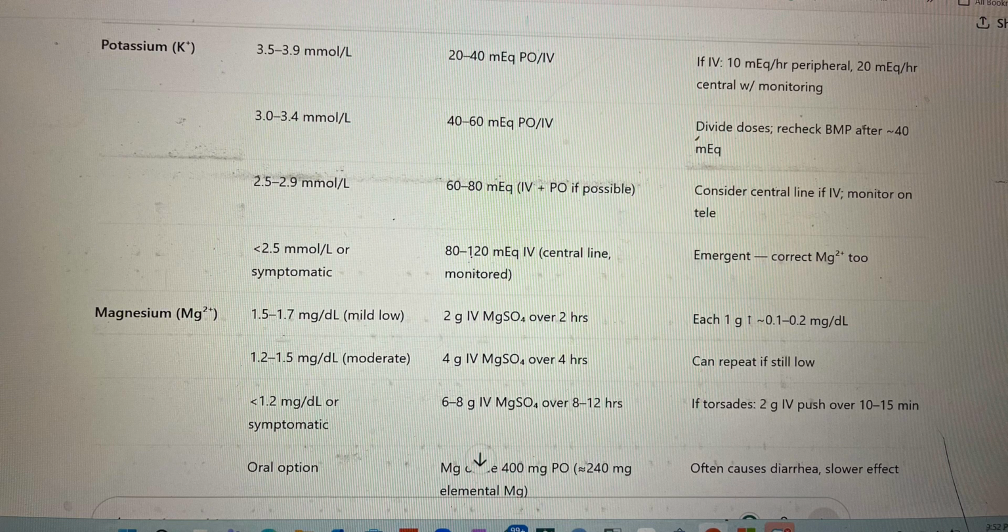And also you need to remember how much potassium you need to give to increase by 0.1 millimole per liter. Every 10 milliequivalents IV or oral raises serum potassium by 0.1. So suppose someone's potassium is 3.5 and you want to get to 4, you have to give at least 50 milliequivalents IV or oral, because every 10 increases 0.1. So a total of 50 would increase 0.5.